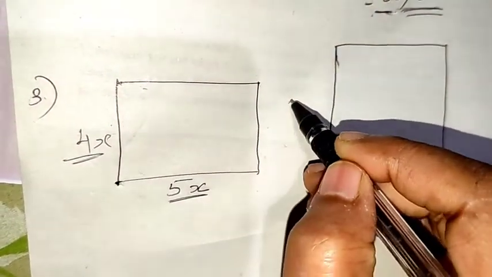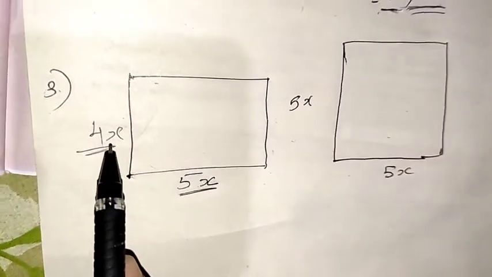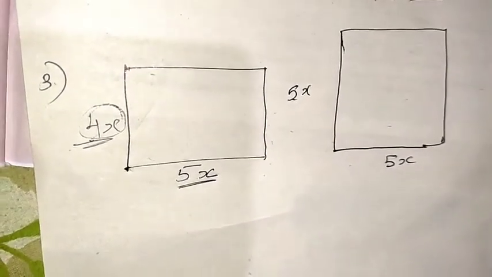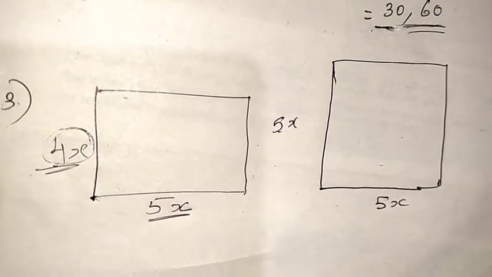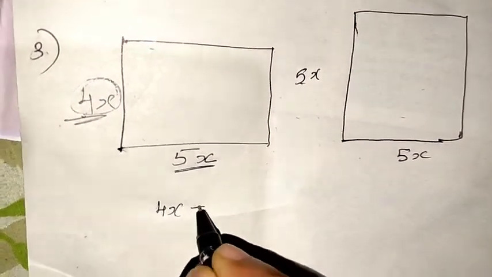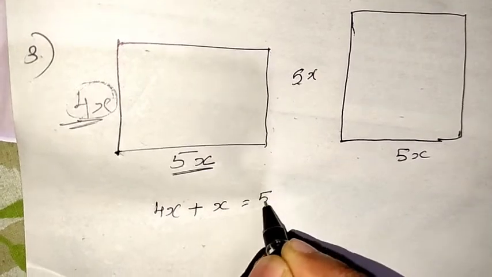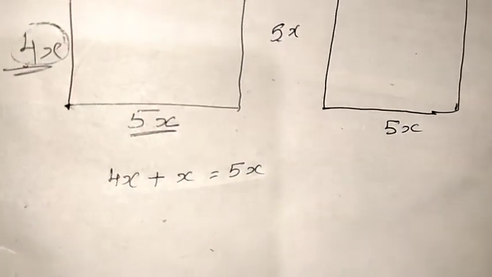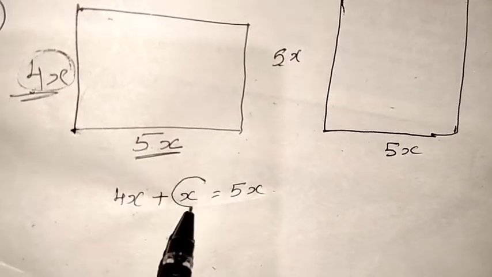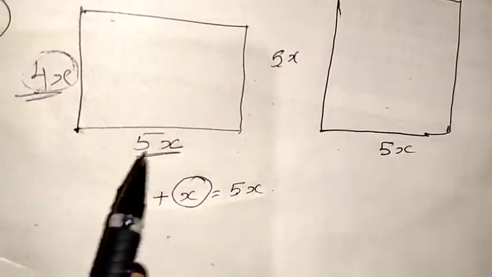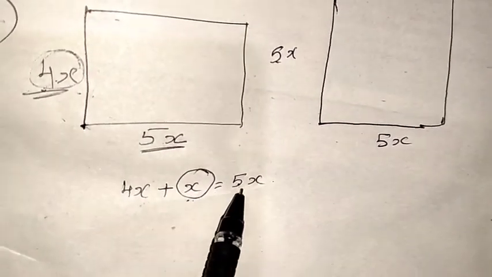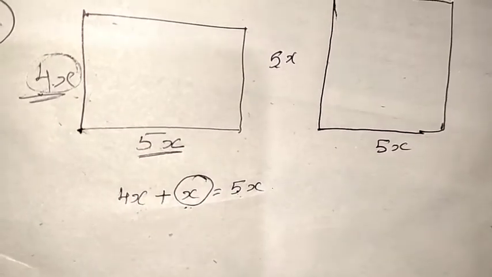Then that means we need to change this 4x to 5x. How to change 4x to 5x? Yes, 4x plus x is equal to 5x, right? So we need to increase the smaller side 4x by x to get a square, right?